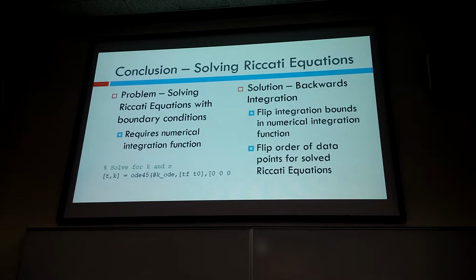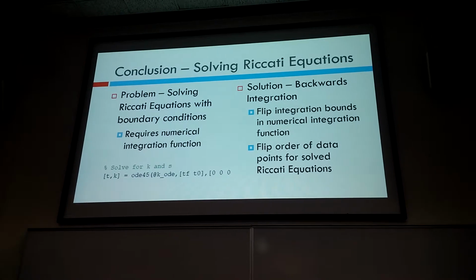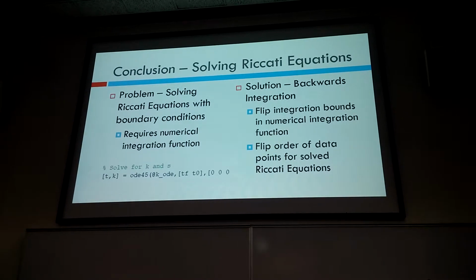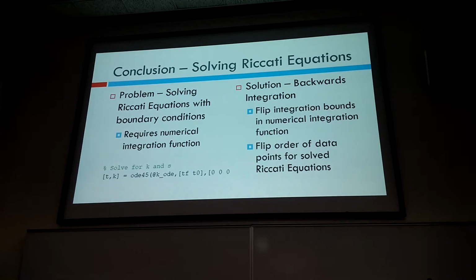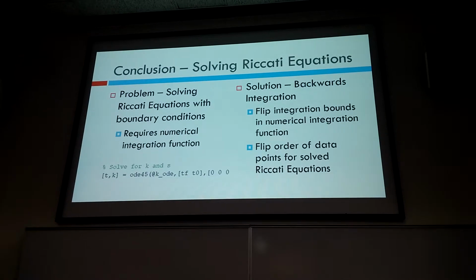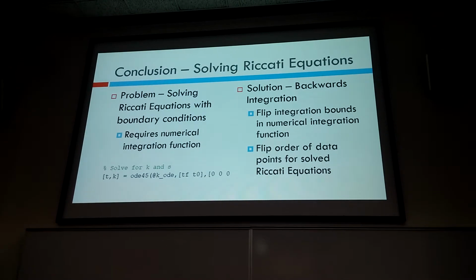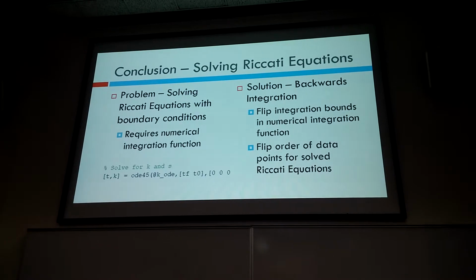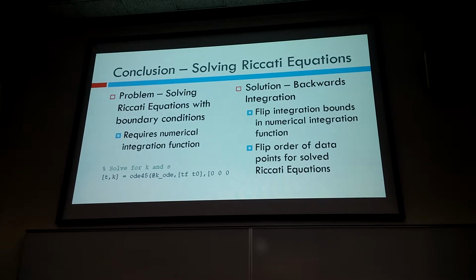So, for solving the Riccati equations, now, the Riccati equations are huge. The K state alone is a 6 by 6 set of ODE equations. The S state is a 6 by 1 matrix. So obviously, we need to use numerical integration because there's no way we could find a closed form.